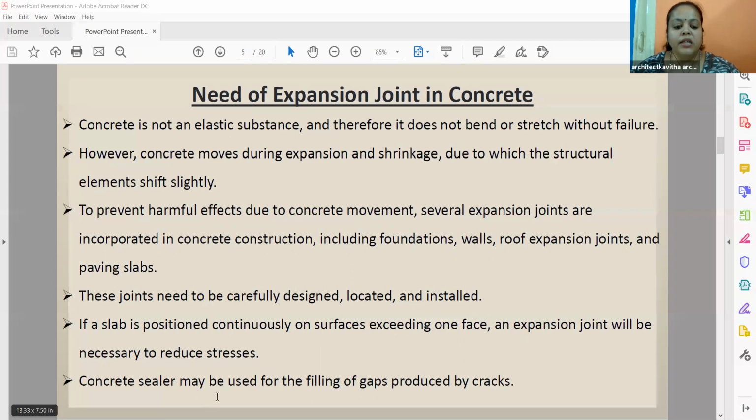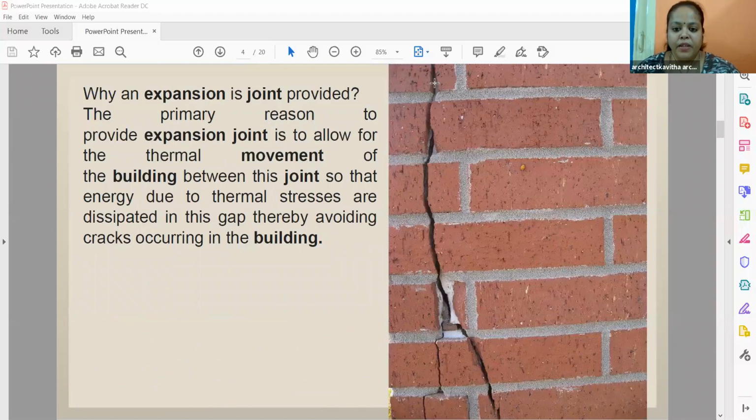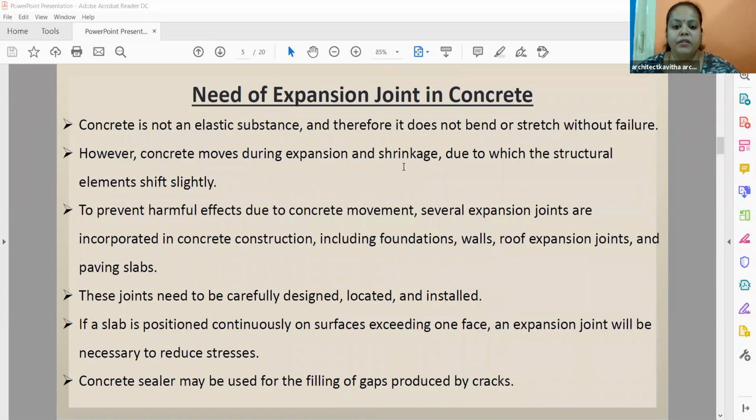Next, concrete sealer may be used for filling the gaps produced by cracks. So I showed you here these cracks. So you can use concrete sealers to cover this gap so that the water or any dust particles or anything will not enter into the building and make it weak. So this is the need of expansion.